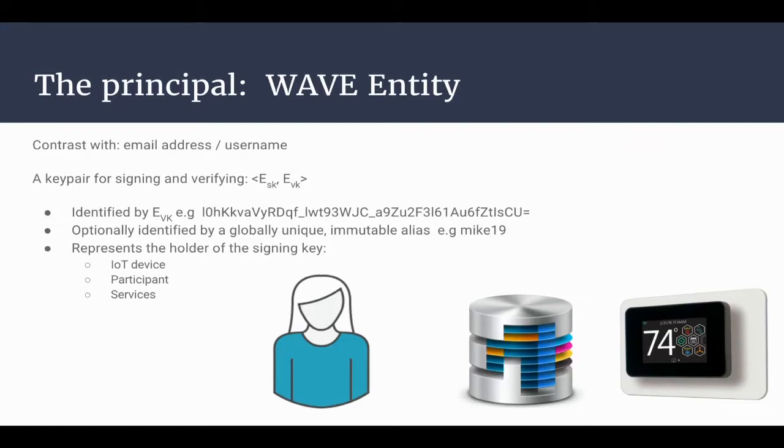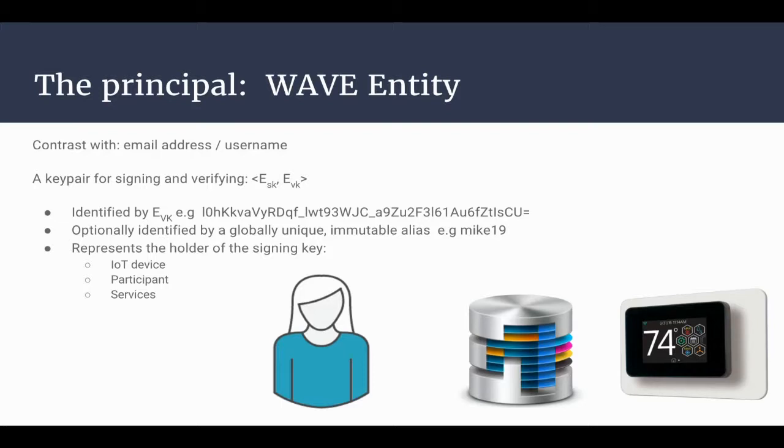So the principal in the system is the Wave entity. If you're trying to picture, put this alongside traditional systems you may be familiar with, this may be an email address or a username, the thing that is typically associated with permissions. In actuality, it's a key pair that is used for signing. It's a signing and a verifying key, and it's used for signing things. And it's identified by its public key, its verifying key, which is this long 32-byte sequence of characters.